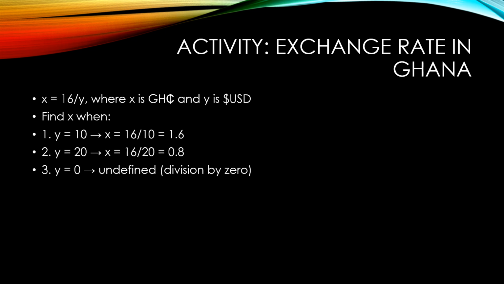apply it here. An activity question is here: exchange rates in Ghana. You have x, the exchange rate is x equal to 16 over y, where x is Ghana cedi and y is USD. Here, when the dollar is 10, it will be 16 out of 10, which is equal to 1.6. When the dollar is 20, 16 out of 20 is equal to 0.8, and so on. Then, the moment y becomes 0, the whole expression is undefined. We are going to get an understanding of this one in our next section.